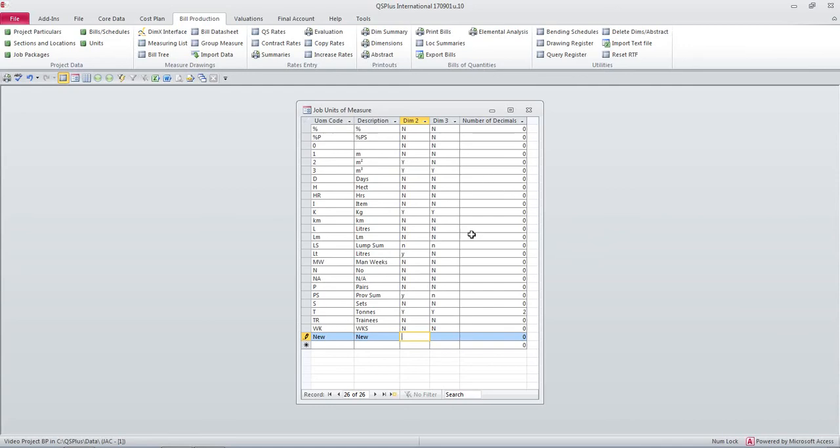So for the purpose of my new unit of measure, I'm going to say yes, I need a second dim, and no, I don't need a third dimension for height. So this will in fact be a square unit of measure.